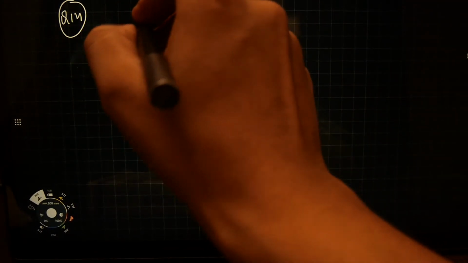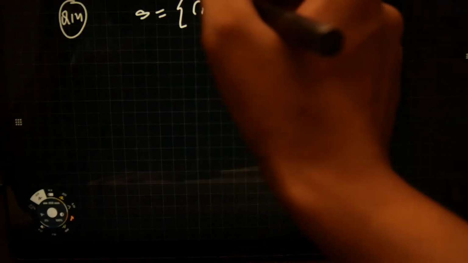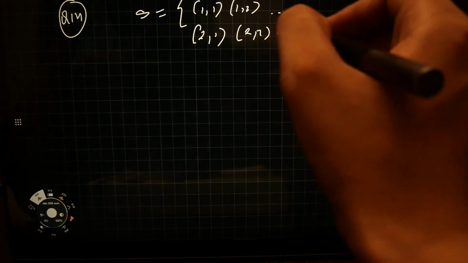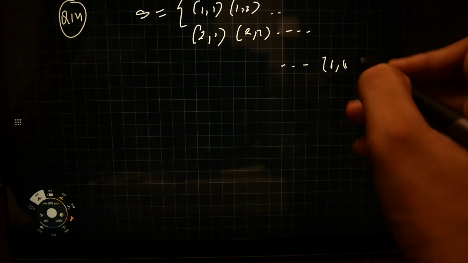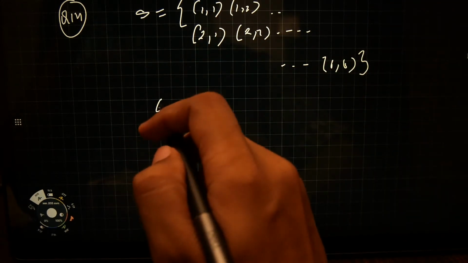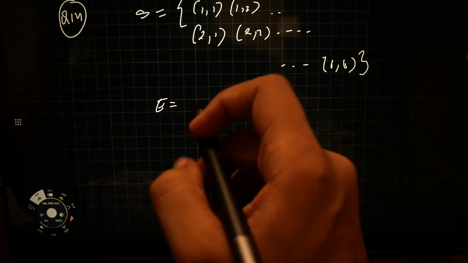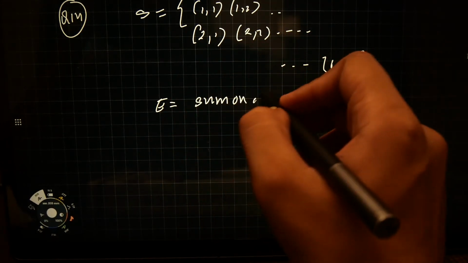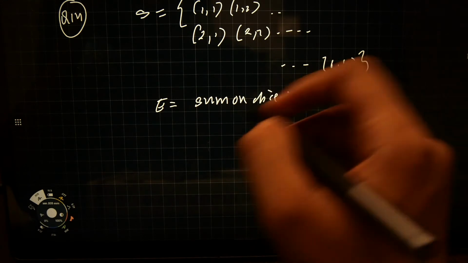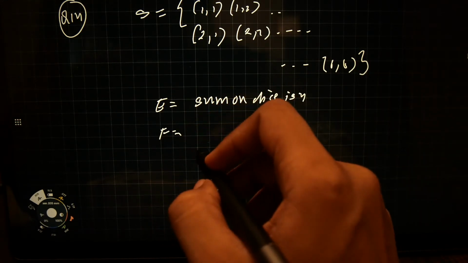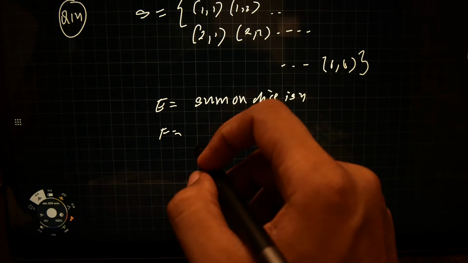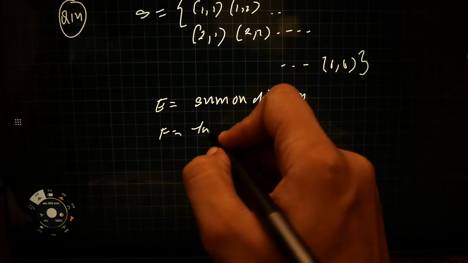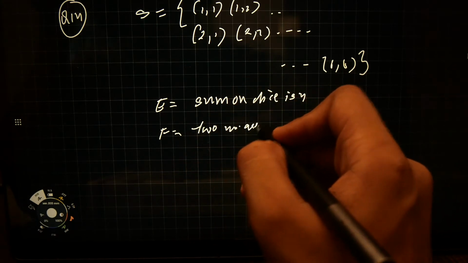So what is the sample space when two dice are thrown? You get 1 1, 1 2, 2 1, 2 2, etc., up to 6 6. What is the event E we have to find out? Find the probability that the sum on the dice is 4. Sum on dice is 4. And what is F? F is that given that two numbers are different. Two numbers are different.